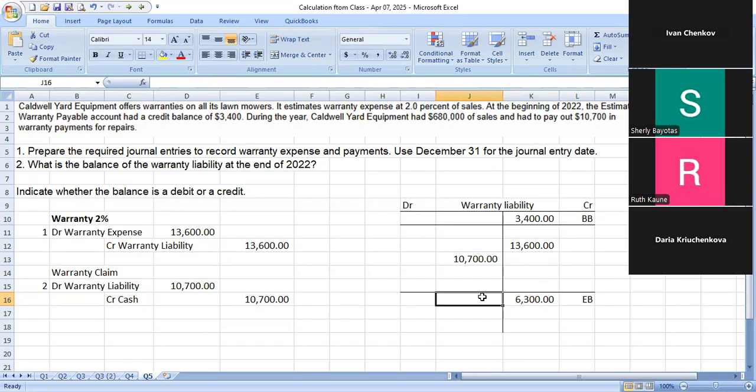If the warranty liability ends up with a debit balance, that means the allocation base they're using for the warranty is not enough. They have to change it in the future, but that's beyond the scope of this course. I'm just telling you that there might be certain instances where you end up with a debit balance. That's not the end of the world because there's a next period coming, so you don't have to worry about it.